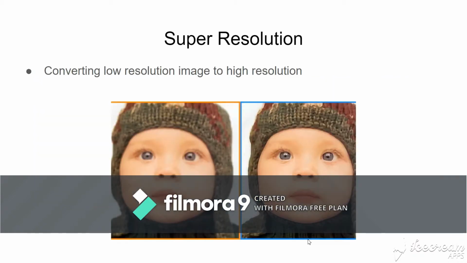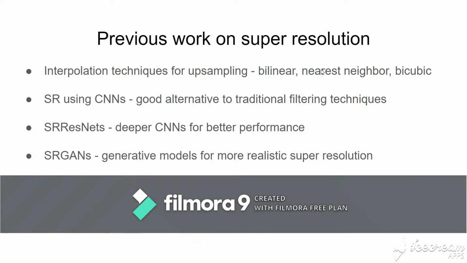Coming to the project we are working on, that's on super resolution. Super resolution is basically the task of converting a low resolution image into a high resolution image. The way in which a low resolution image differs from a high resolution image is that the number of pixels packed into an area is lesser in a low resolution image as compared to a high resolution image. So let's see some of the previous work on super resolution.